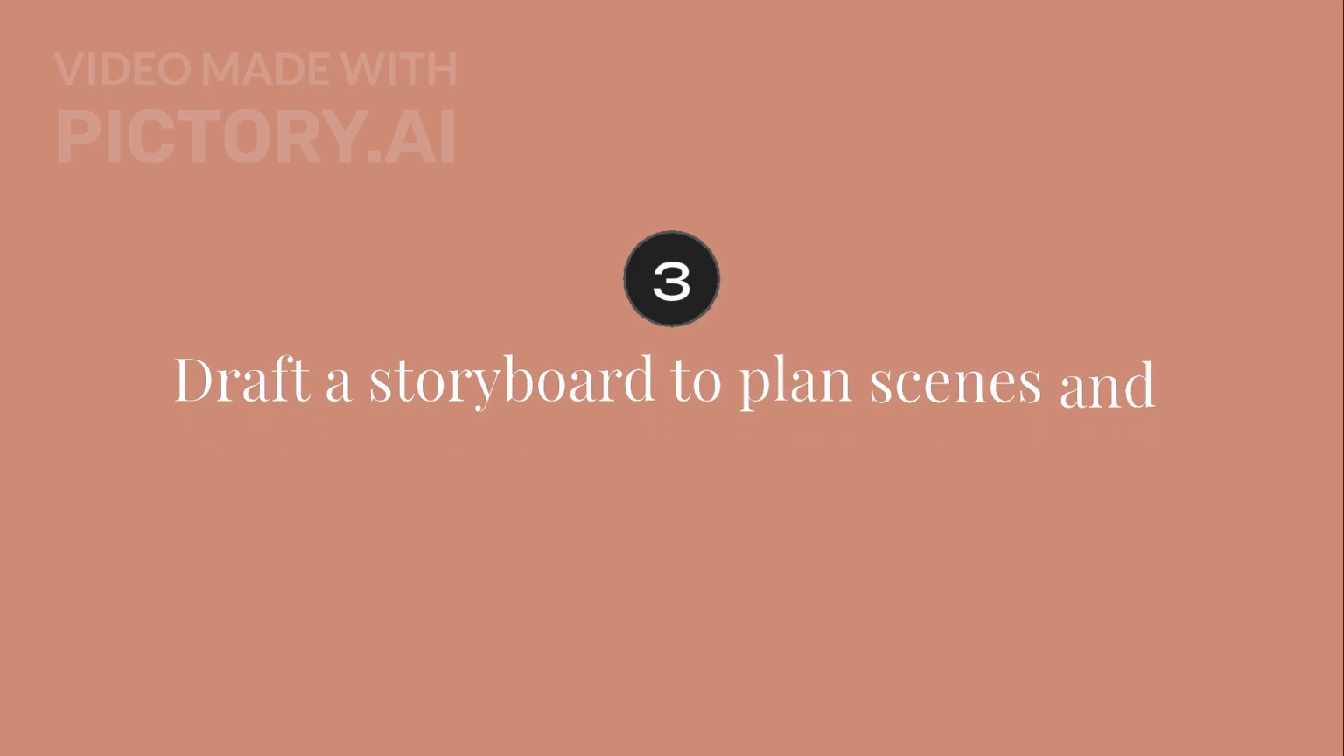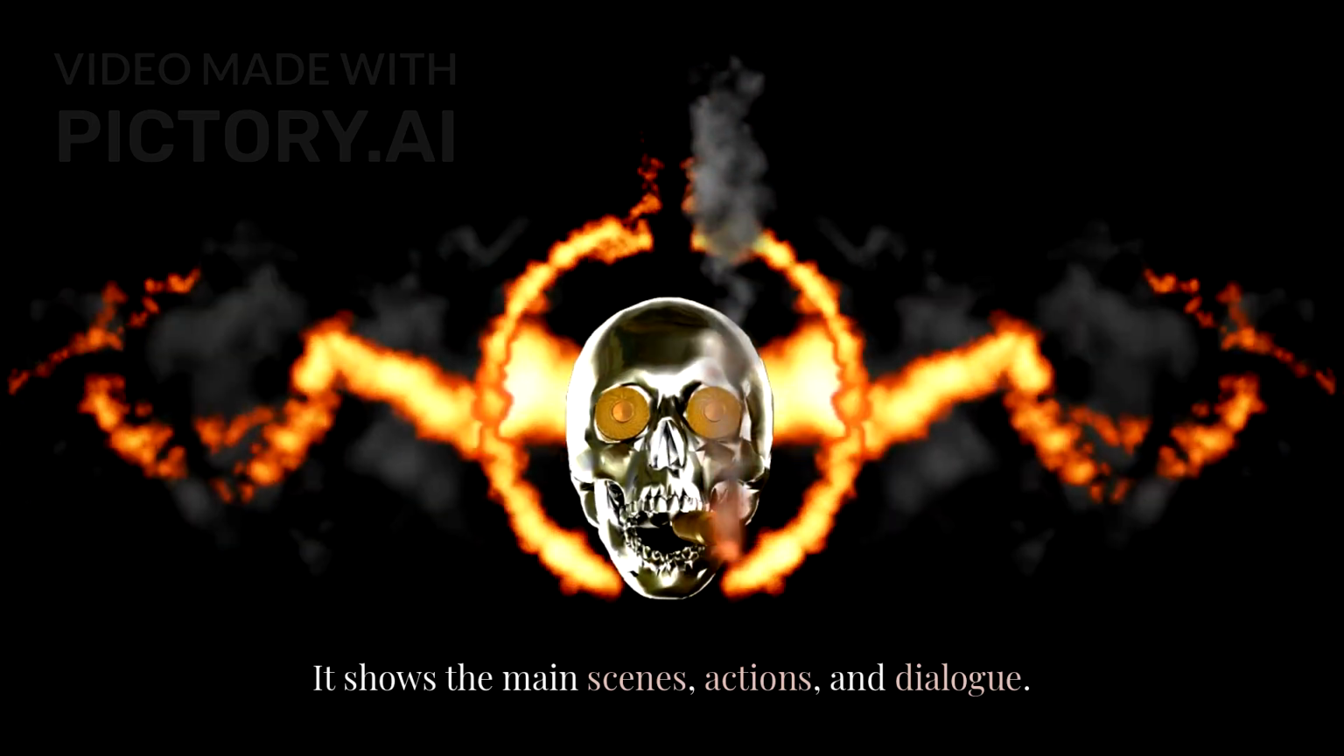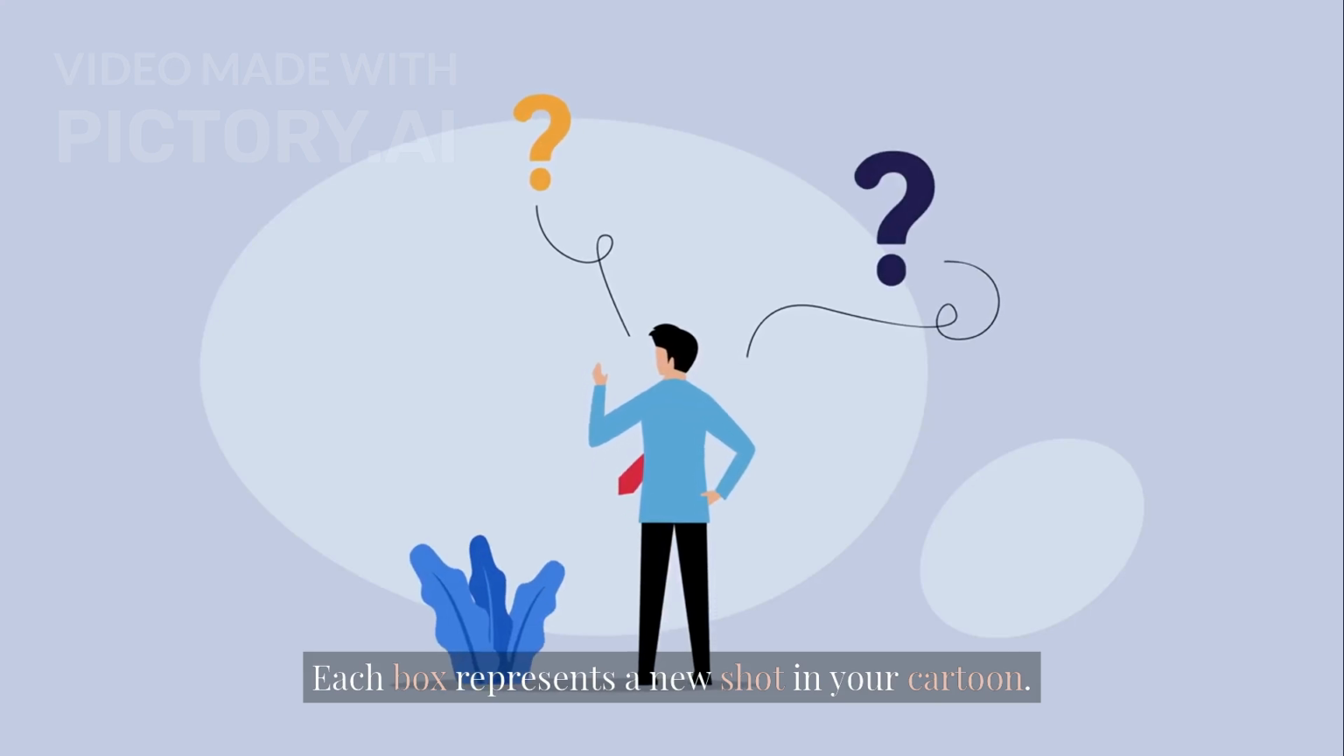After characters, draft a storyboard. This is a blueprint for your video. It shows the main scenes, actions, and dialogue. Each box represents a new shot in your cartoon.